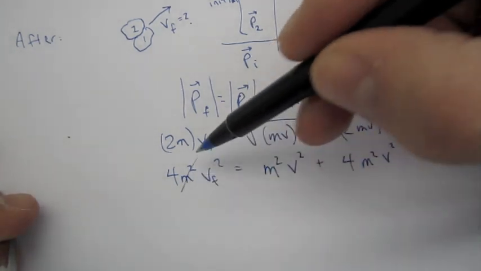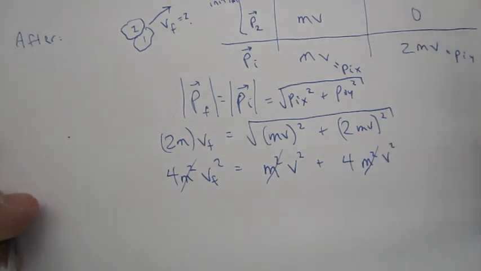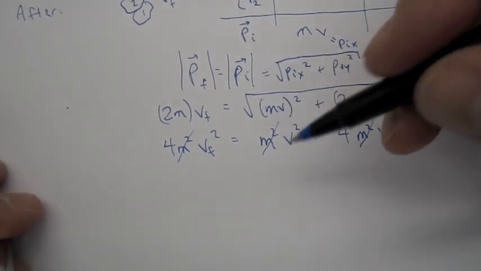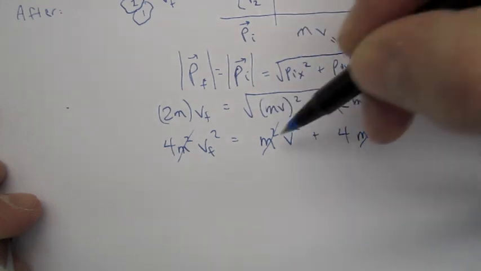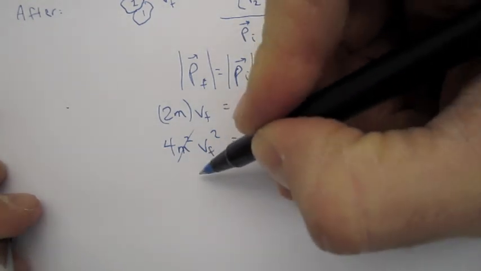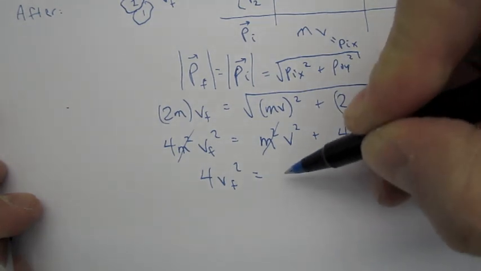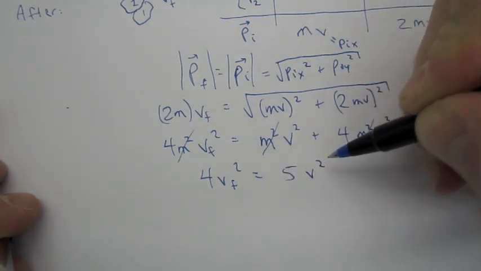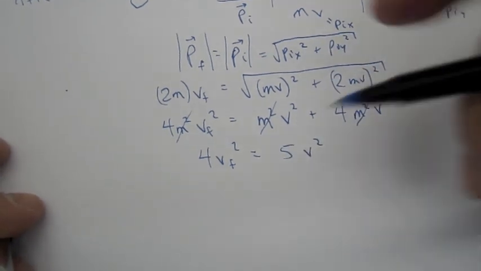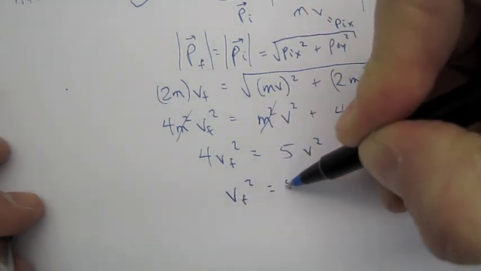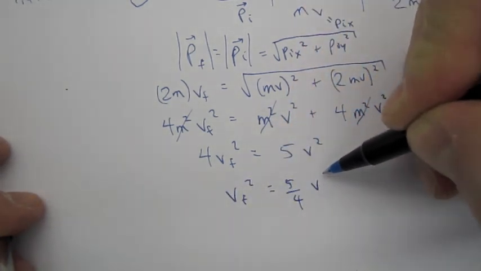There's an m squared in every term, so we can divide both sides by m squared. And then we'll also add these two, so this is still 4v final squared is equal to v squared plus 4v squared, so that's 5v squared. We're solving for v final, so I'm going to divide by 4. So v final squared is equal to 5 over 4 v squared.